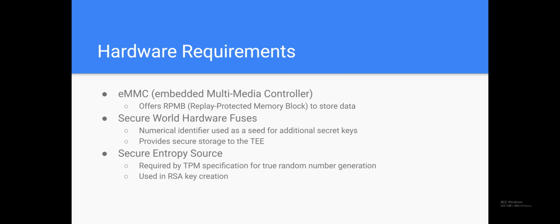We also need to have a secure entropy source. In discrete trusted platform module units, this is usually some sort of an oscillator or outside generator. But in this, it's seeded with the hardware fuse number. It's required for true random number generation, and it's used in the RSA key creation. Next slide, please.